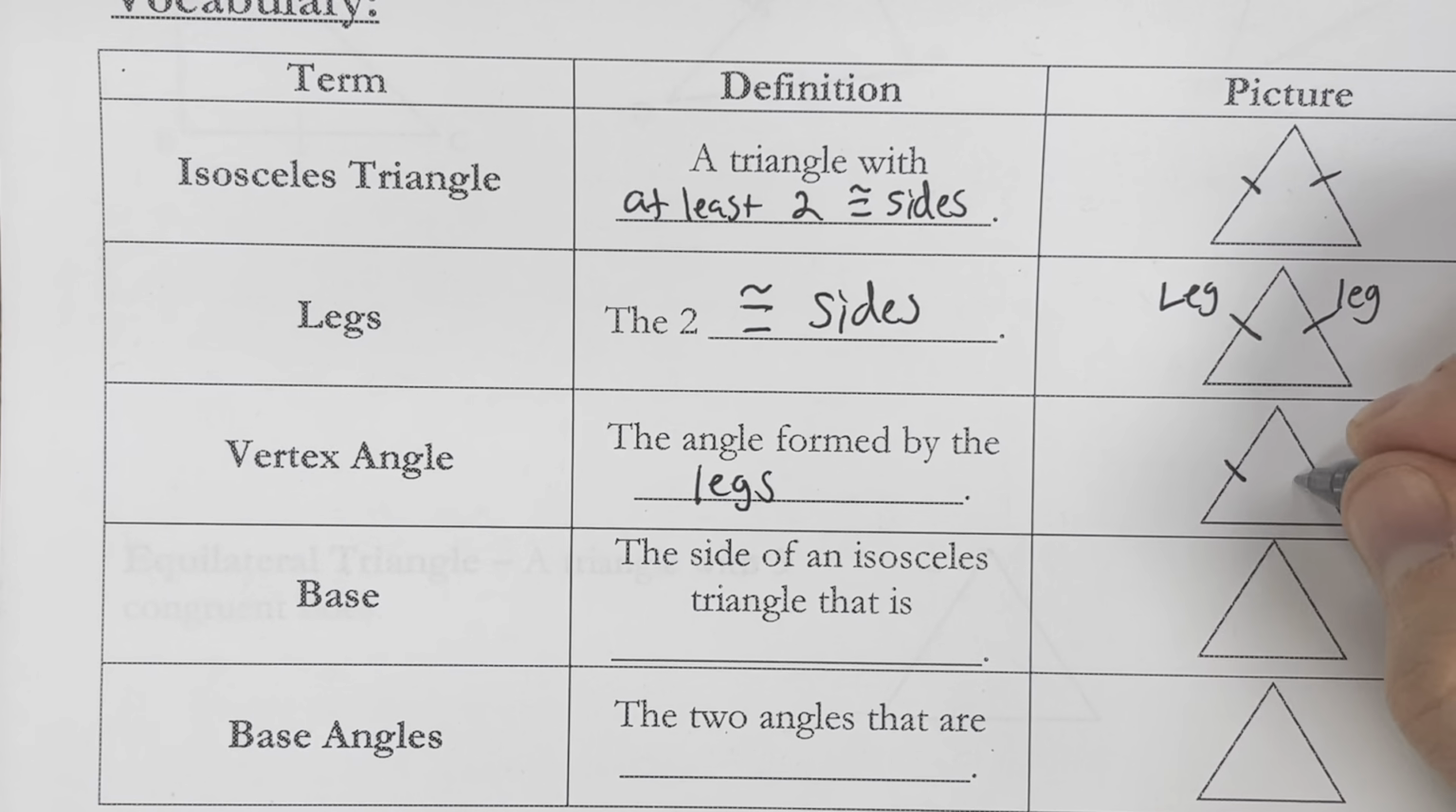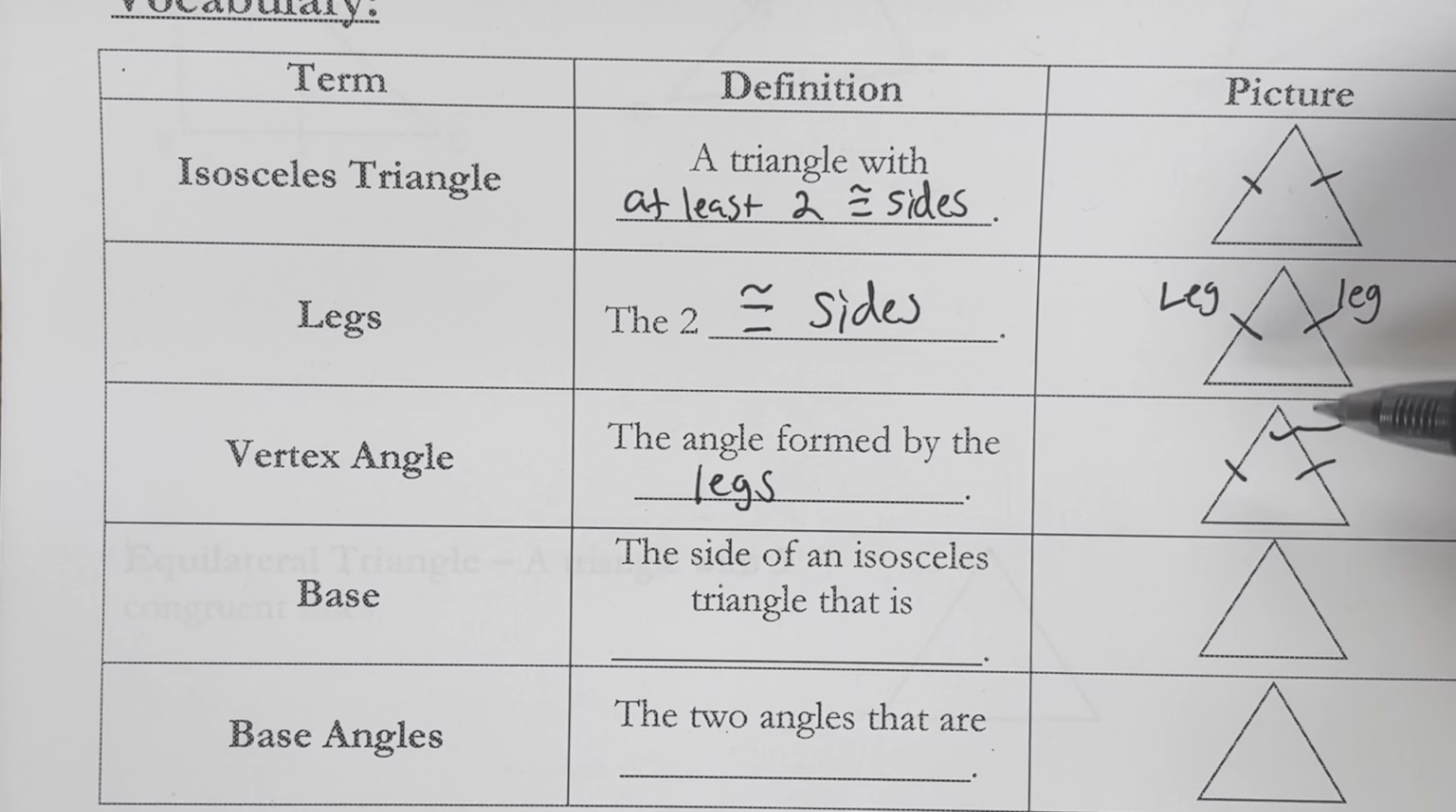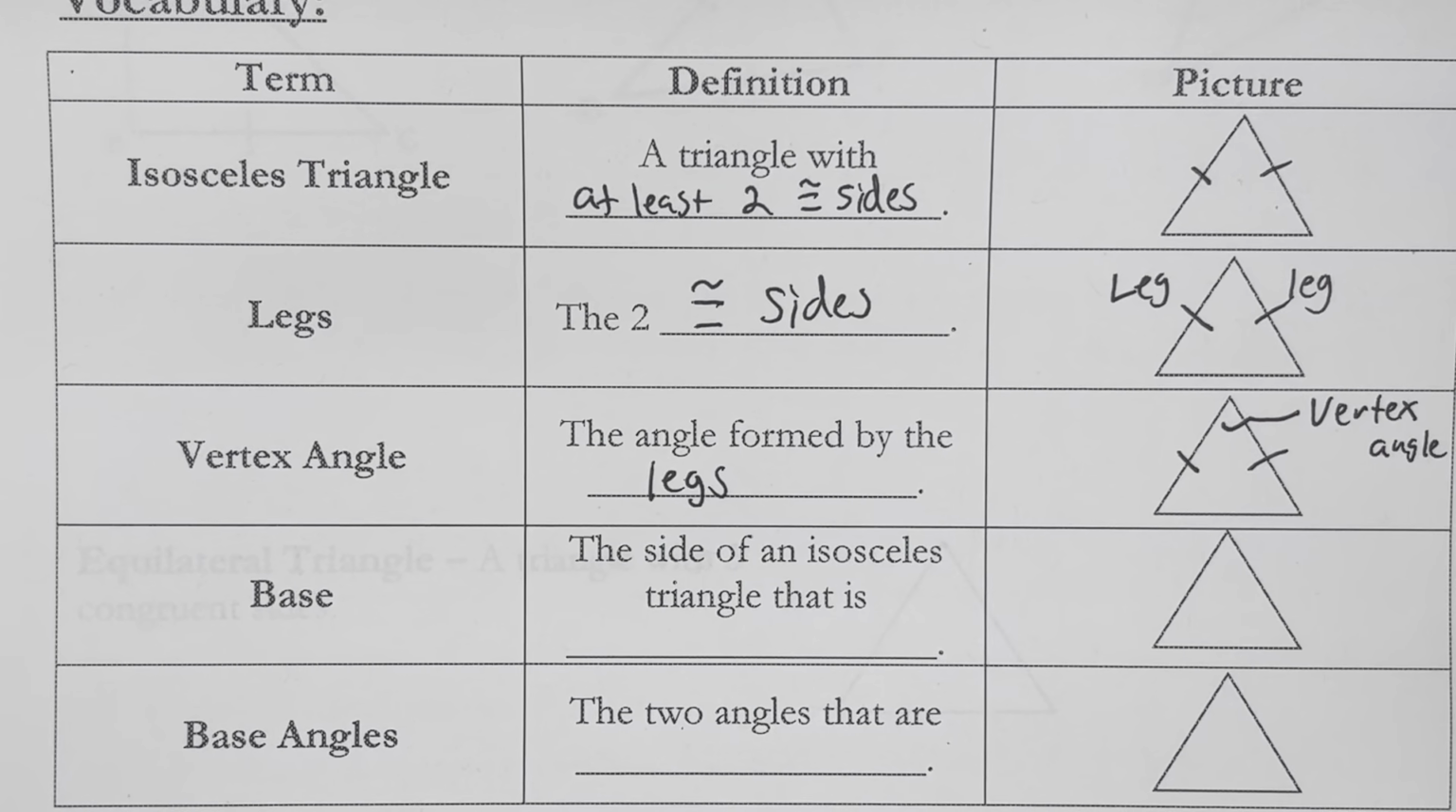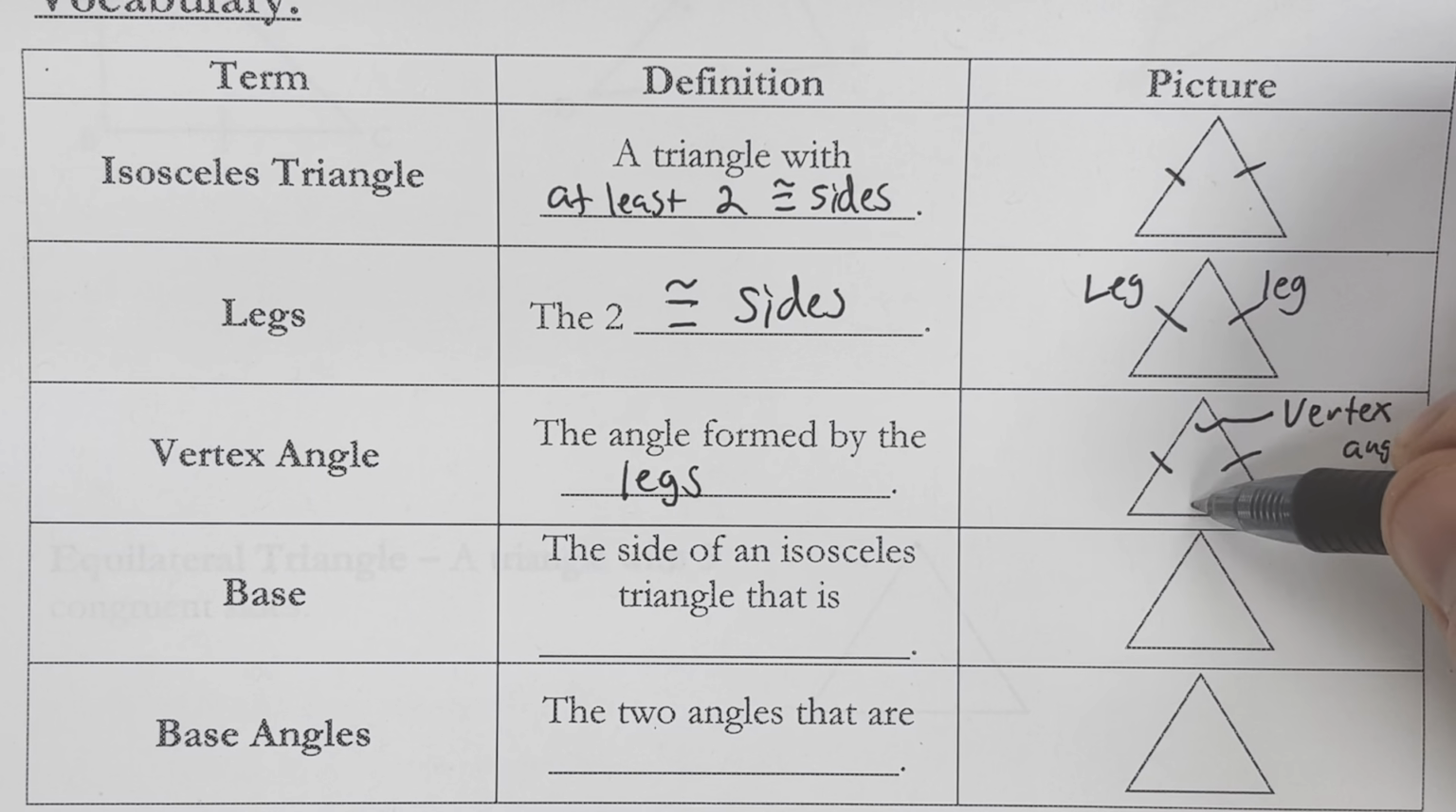So here's my congruent sides again. So this angle here up at the top in this instance, it's in between the two congruent parts. That is the vertex angle. Now, the vertex angle is not always going to be at the top, all right? If I would have marked these two legs as congruent, the vertex angle would be down here. So you have to look for those congruent pieces.